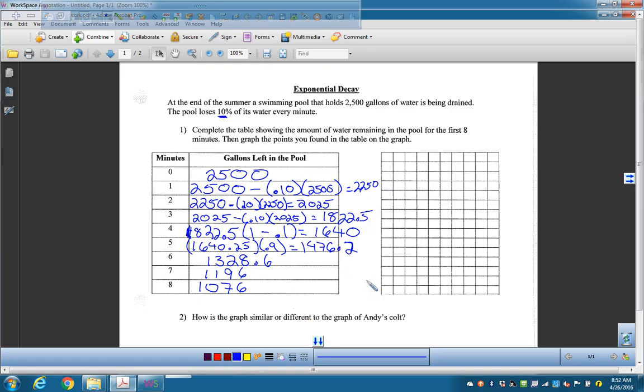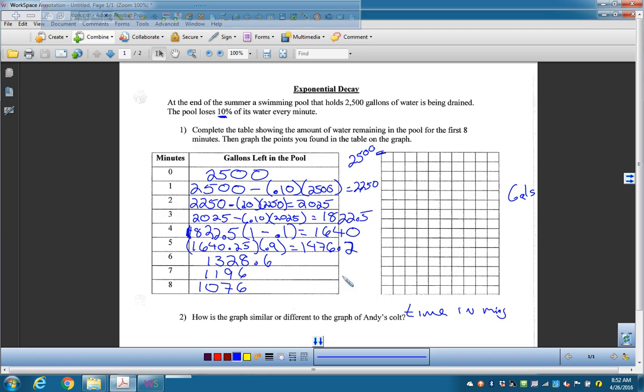So I want to have an idea of what this looks like, okay? I'm going to put time down here, time in minutes, and I'm going to put gallons on this axis, and I'm going to start up here at 2,500. Now, the hardest thing with some of these is picking a scale that's going to work. How many boxes do I have? There are about 15 boxes here.